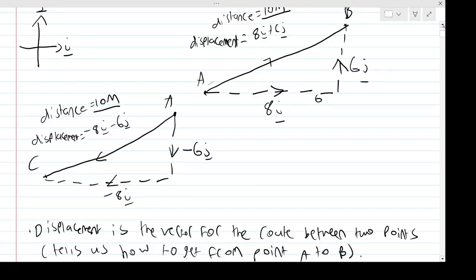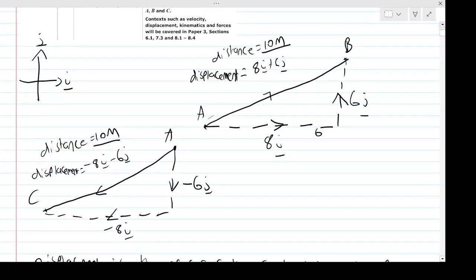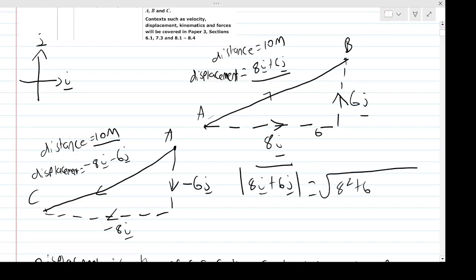Right. Now, I did kind of hint at this earlier, the Pythagoras. So in other words, if you did the hypotenuse of this right angle triangle, if you did 8 squared and 6 squared, you would get back 10, which is coincidentally the distance. Well, actually, if we then confirm this, if I did the magnitude of my vector 8i and 6j, so the magnitude of my displacement, that'd be root of 8 squared plus 6 squared, and then I will get 10. Okay, but coincidentally, 10 is my distance.